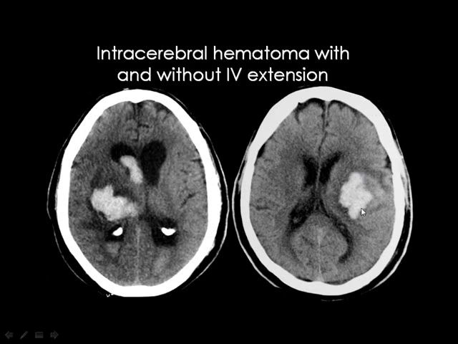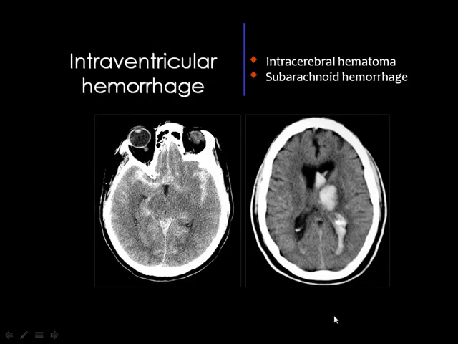We see a hematoma in the left parietal region with no intraventricular extension. We see another hematoma in the right thalamus with intraventricular extension. Then if I asked you about the source of an intraventricular hemorrhage, the first source is a hematoma near the ventricle that extended inside the ventricle.